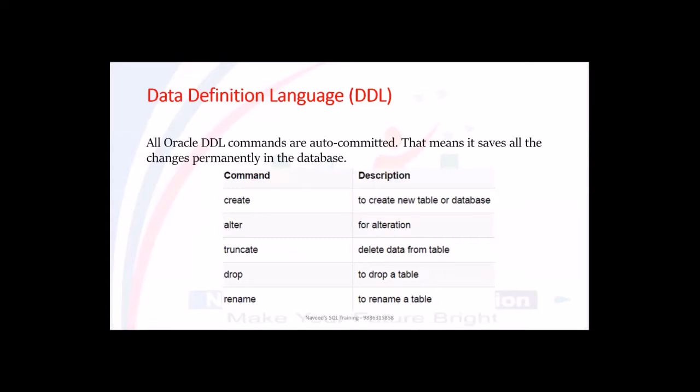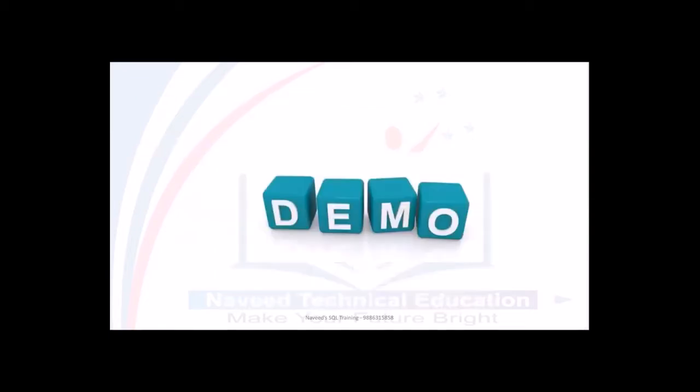All Oracle DDL commands are auto-committed by default. That means it saves all the changes permanently inside your database. These are some of the commands. For example, create to create a new table or database, alter for any alteration of the object, truncate to delete the data from the table, drop to drop a table, rename to rename a table. Now let's see a demo on how we can use all these commands in our environment.